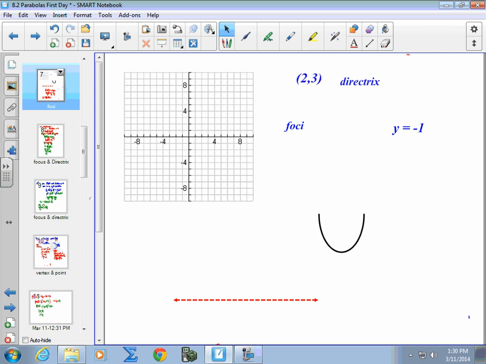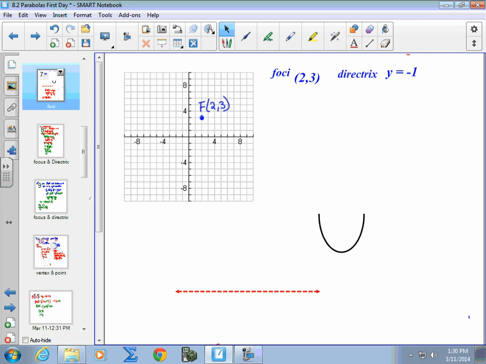So once again, let's say you're given a focus of 2, 3, and you're given the directrix y is equal to -1, and you're asked to write an equation. Well, I've showed y'all how to do that, but I want y'all to see why it is what it is. If we plot the focus, which is 2 and 3, we'll call that focus. And we have the directrix, which is a horizontal line, y is equal to -1.